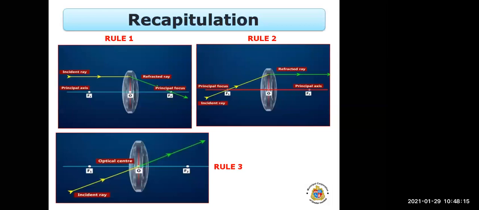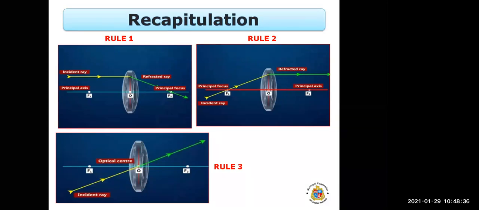Okay, so let's recapitulate the rules which we have studied in the last lecture about the images formed by the convex lenses. So first of all, the first rule is when the incident ray is parallel to the principal axis, then the refracted ray passes through the principal focus.